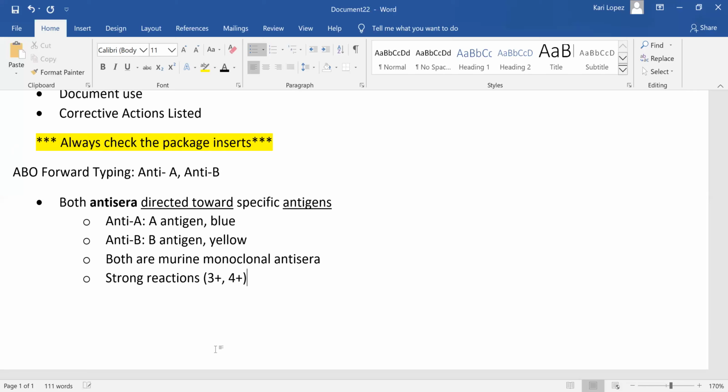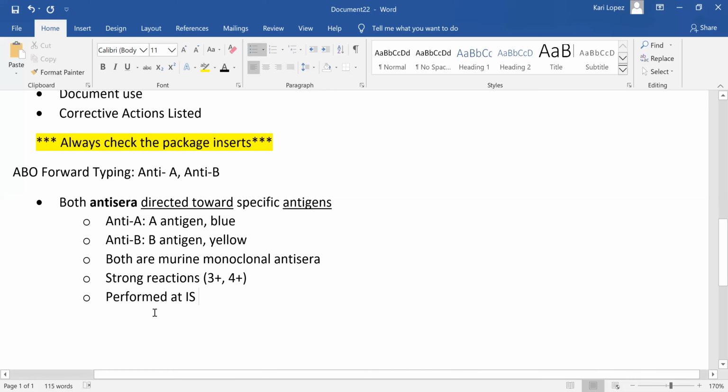In reference to the tube method, they are performed at initial spin or immediate spin, and that is going to be your room temperature phase.